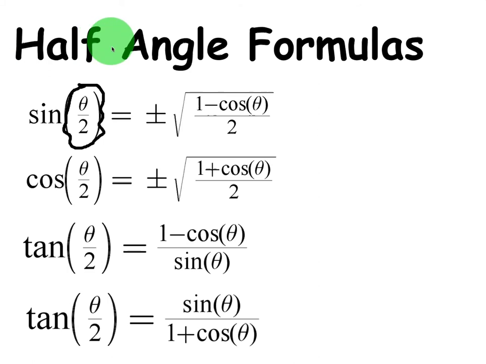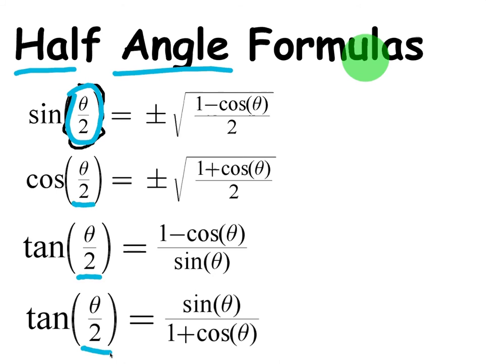The next set of formulas are called half angle formulas. The reason they're called half angle is because if you look inside of each set of parentheses, you have theta divided by 2, meaning taking the angle and dividing it by 2 or cutting it in half. So for our first formula, we have sine of theta over 2 is equal to plus or minus the square root of 1 minus cosine theta over 2. That's a lot, and these are not easy to remember, so it might take you up to 30 minutes to memorize both the double and half angle formulas.